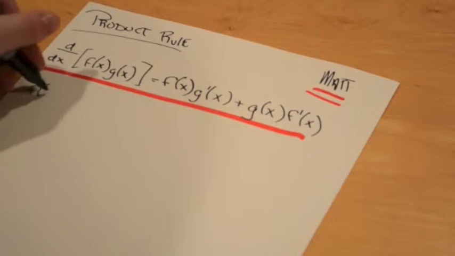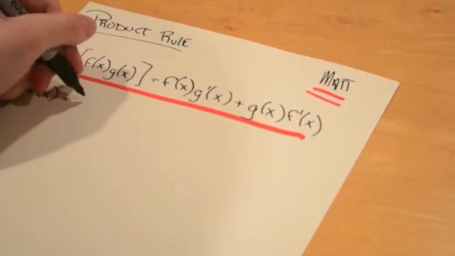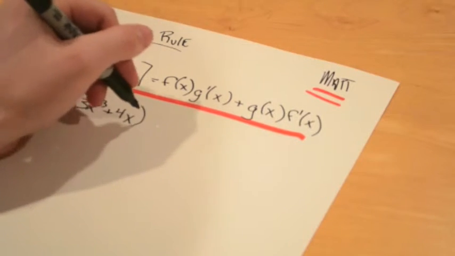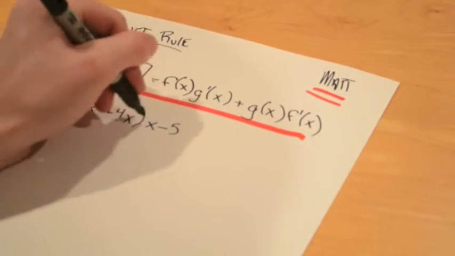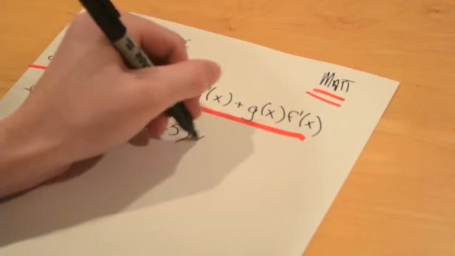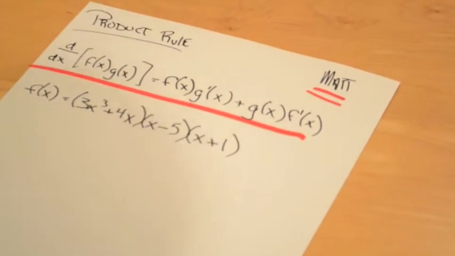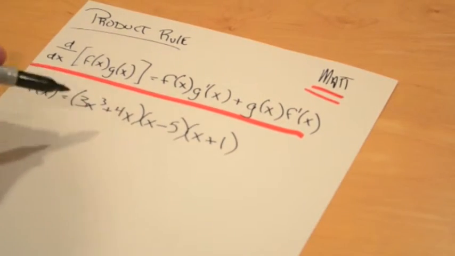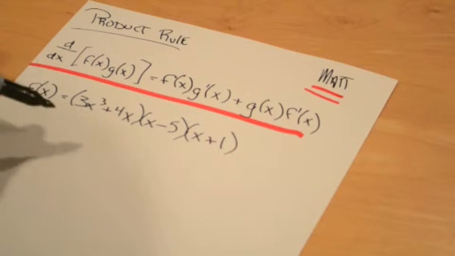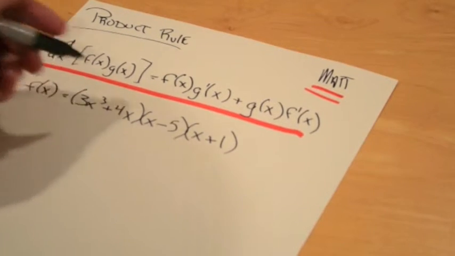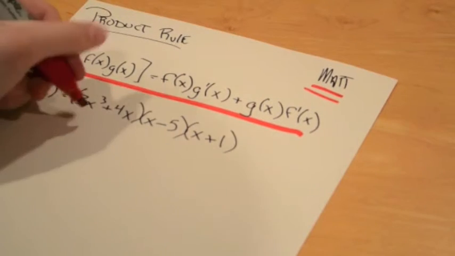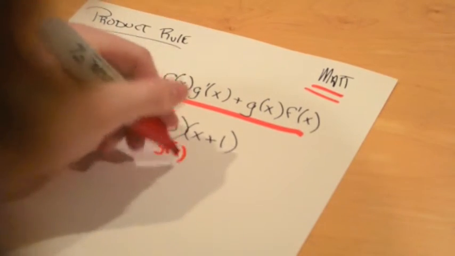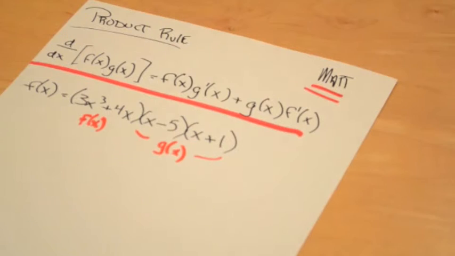Now we're going to be looking at a more complicated version of this problem today, which is f of x equals 3x to the third plus 4x, multiplied by x minus 5, followed by multiplied by x plus 1. Okay, now you're thinking f of x and g of x, there's three things here. An easier way of looking at it is it's a product rule within a product rule. So what you're going to have to do is group them together. This is f of x, and this is g of x. It's a simple way of looking at it.